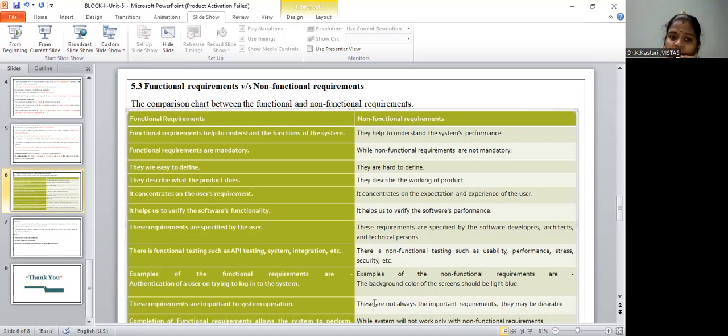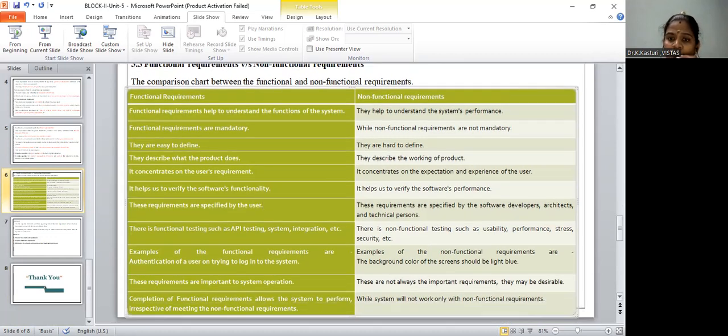Functional requirements are important to system operation. Non-functional requirements are not always important. Definitely, the functions should be mandatorily available for the system to perform as a whole. But non-functional requirements are not always important. They may be desirable whenever needed.